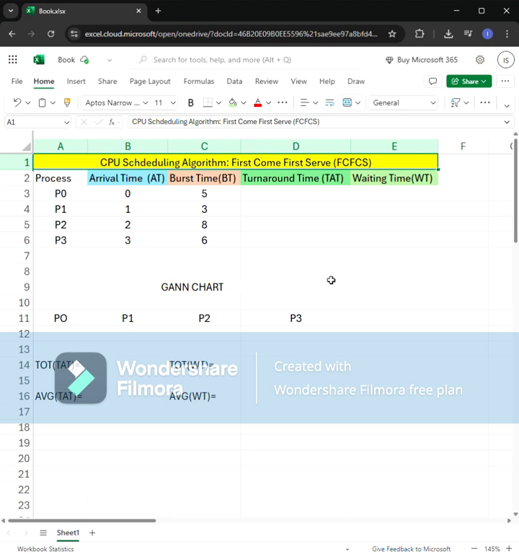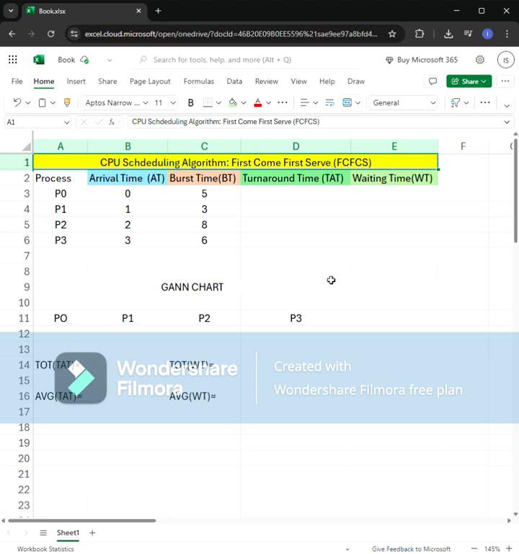Before we start, let's talk about what arrival time, burst time, completion time, turnaround time, and waiting time are. Arrival time, AT, is the time when the process arrives in the ready queue. Burst time, BT, is the time required by the process to complete execution. Completion time, CT, is the time at which the process completes execution. Turnaround time, TAT, is the total time spent in the system, equal to CT minus AT. Waiting time, WT, is the time spent waiting in the ready queue, equal to turnaround time minus burst time.